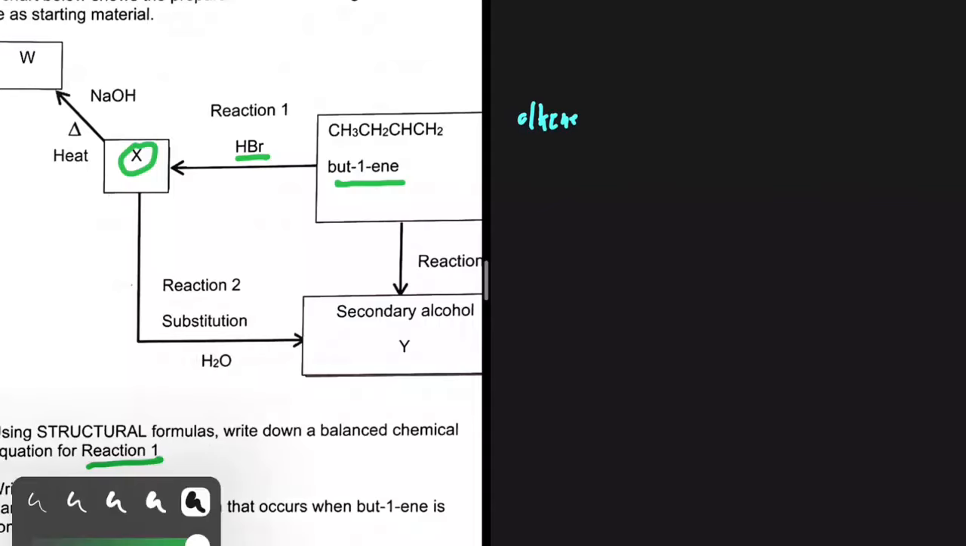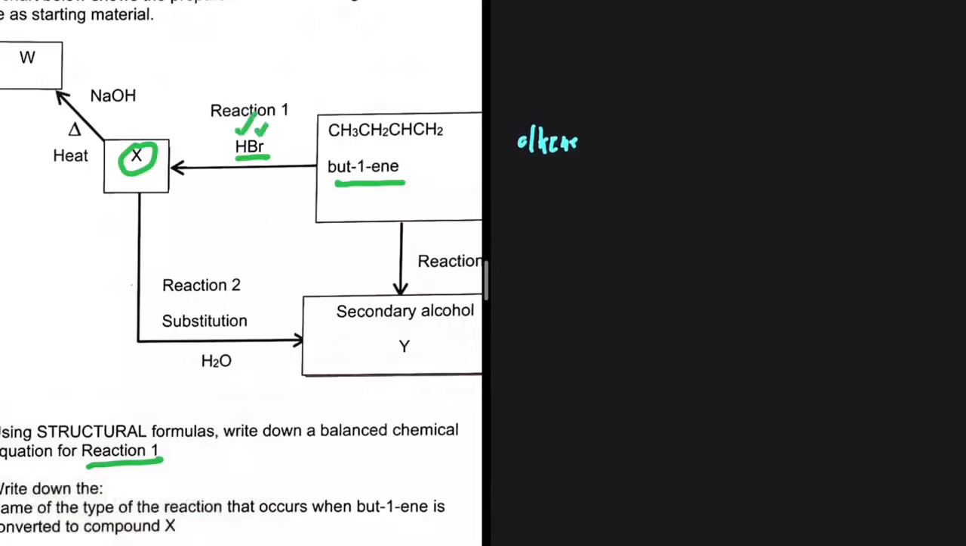Let's go ahead and take a look at reaction 1. We are starting with but-1-ene. We are adding a hydrogen and a halogen to get some product X. Well, in our previous videos, I've made it very clear: if a reaction starts with an alkene, it is an addition reaction. Without looking at any other thing, if it starts with an alkene, it is an addition reaction, no questions asked. What are we adding in this reaction? We're adding a hydrogen and a halogen.